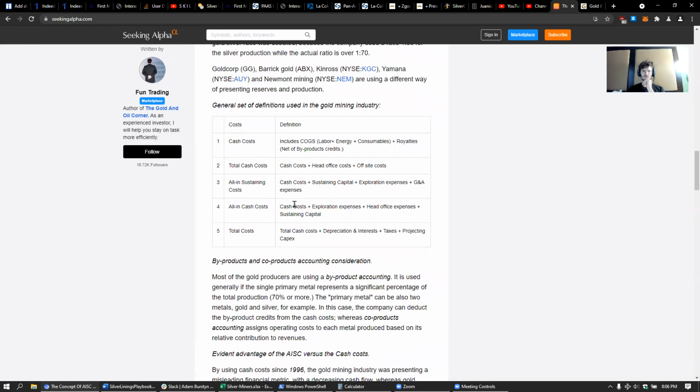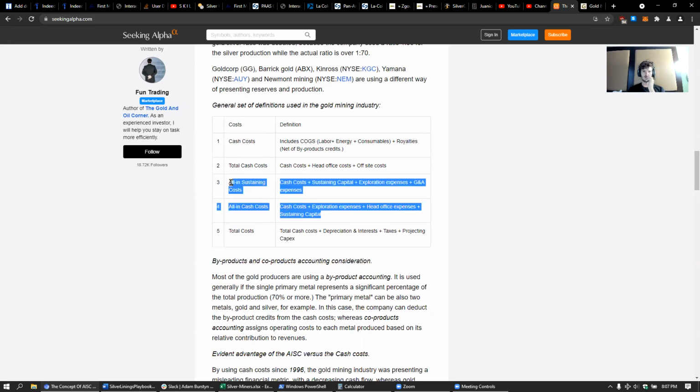So we have some good definitions here. Cash costs: cost of goods sold, labor, energy, consumables, plus royalties, net of byproduct credits. Total cash costs: head office costs plus off-site costs. Then we have all-in sustaining costs: cash costs plus sustaining capital plus exploration expenses plus general and administrative expenses. All-in cash cost is cash cost, exploration expenses, head office expenses plus sustaining capital.